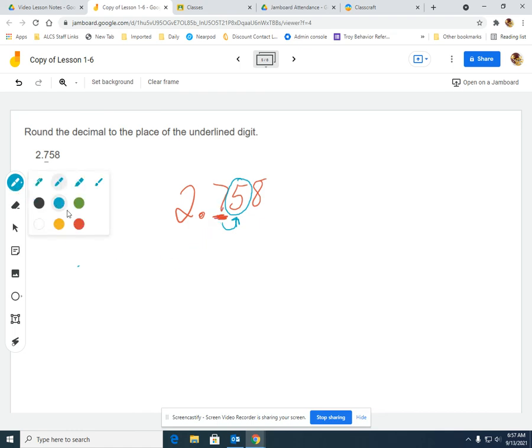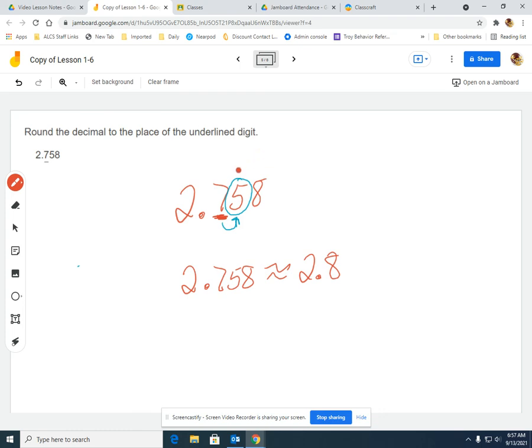So I look at my notes, 2 and 758 thousandths. I look at the 5, 5 is greater or equal to 5. Then that 7 becomes an 8. So 2 and 758 thousandths becomes 2 and 8 tenths. And I just drop those digits. I get rid of the 5 and the 8. I don't need them because they'll just be zeros. And we just get rid of those zeros.